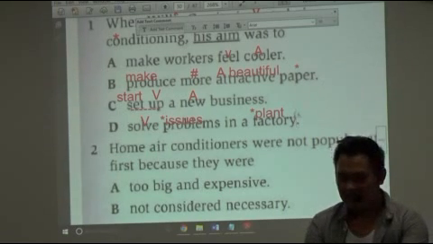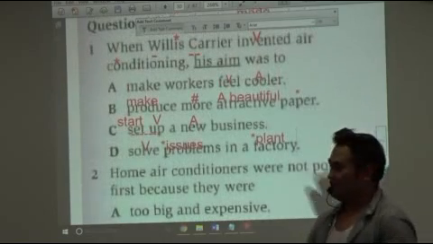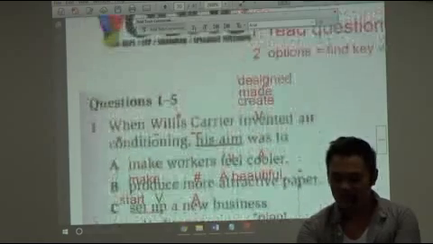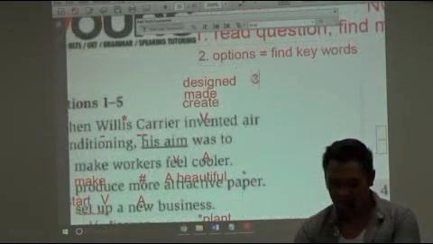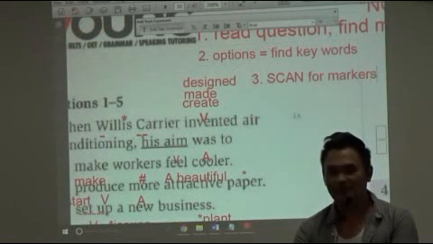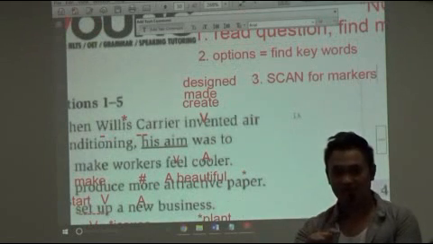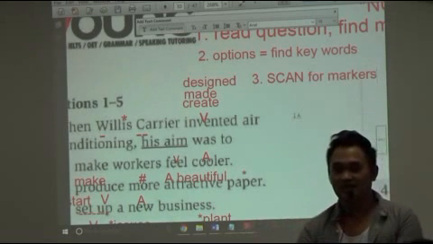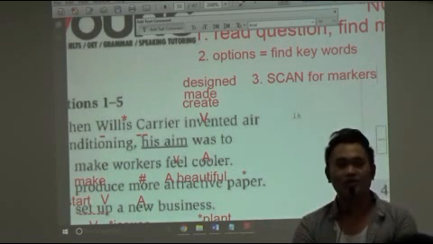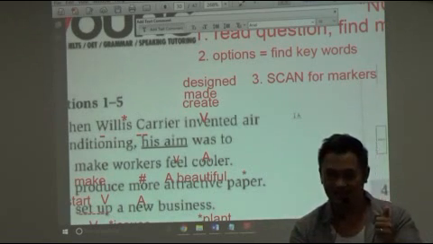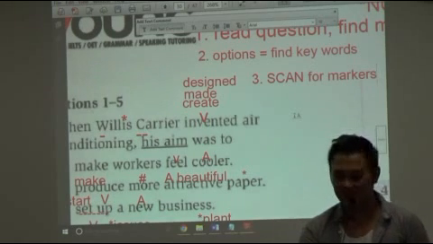Alright? Now, we now have our question. We found our keywords and our marker. The next step that you need to do is you need to scan for markers. What does scanning mean? Look for the word. Everybody say scan. Now go back again to the question. This time, go to the passage. Find Will's carrier. Can you find Will's carrier?